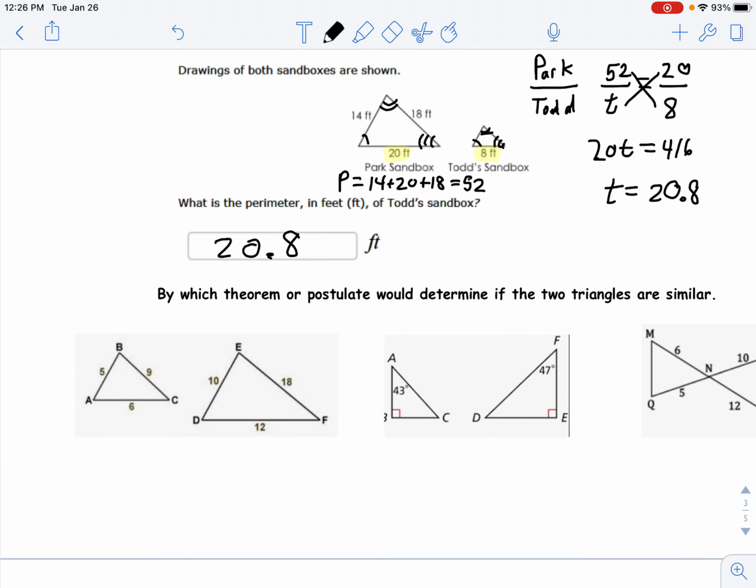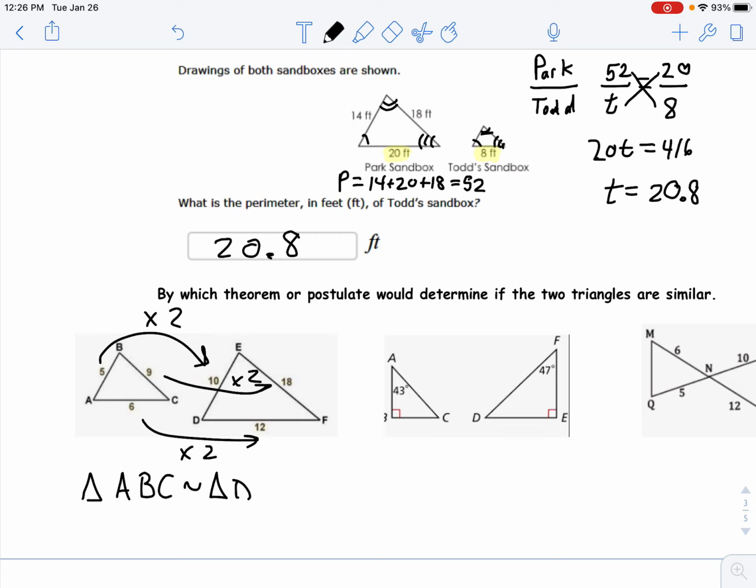And then by which theorem or postulate would determine if these two triangles are similar? Well, notice that I can multiply this side by 2, that side by 2, that side by 2. So since all sides are proportional, triangle ABC is similar to triangle DEF by side, side, side.